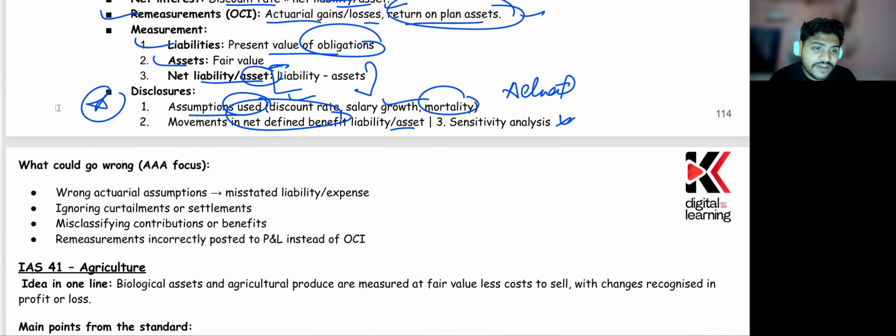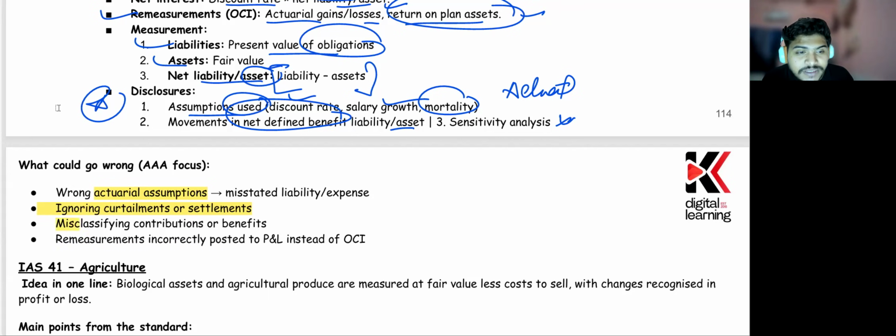Then, if there were any wrong actuarial assumptions, you would be misstating liability and expenses. What if they are ignoring the curtailment or settlement? Suppose employees are leaving and want their settlement to be done now. Because they are leaving, the plan asset that we are keeping will reduce, because the number of employees is reduced, so we will be giving less contribution. It could be that management is not accounting for or looking after them.